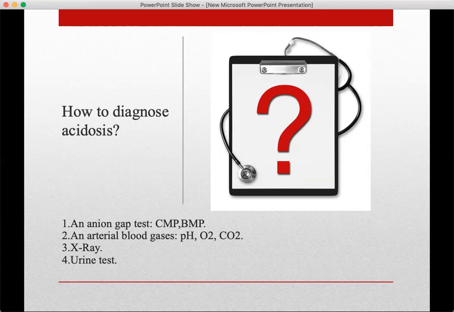So if a patient is diagnosed with respiratory acidosis, the doctor will want to check the health of the lungs, which is usually done by a chest x-ray. But if a patient is diagnosed with metabolic acidosis, doctors usually order a urine sample to check the pH.